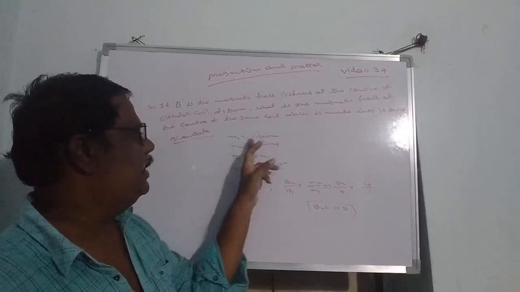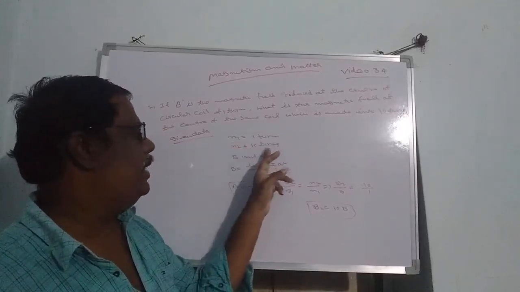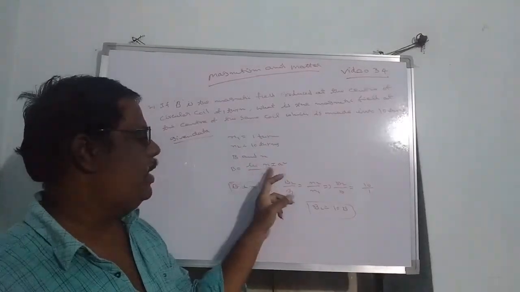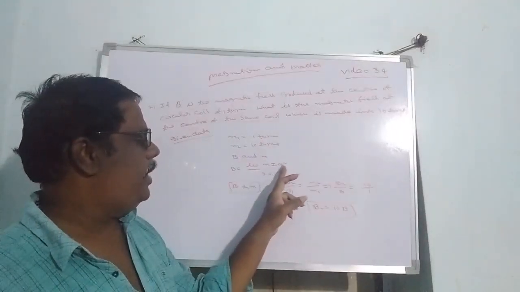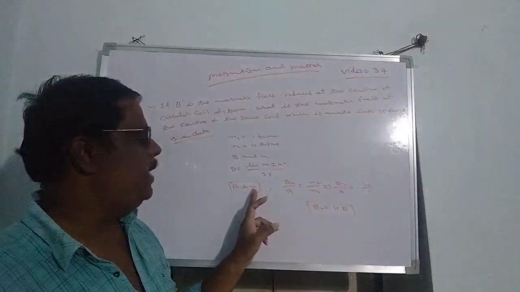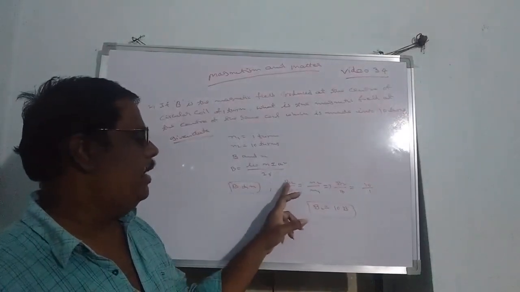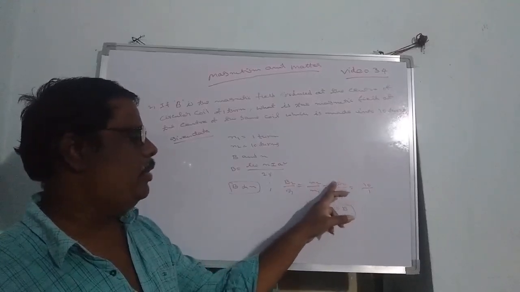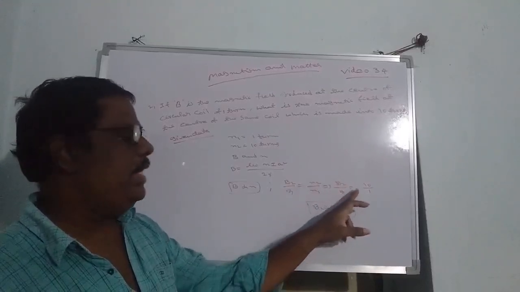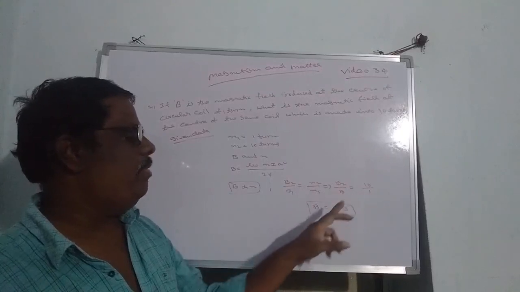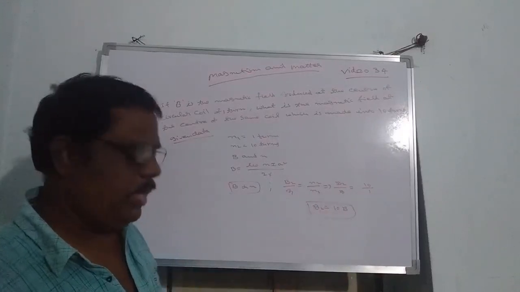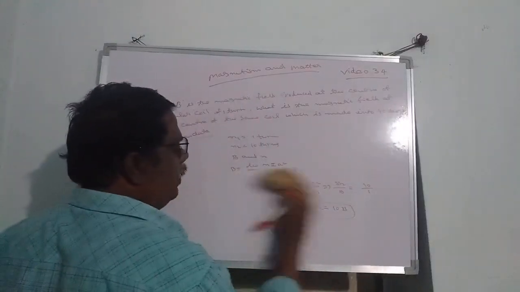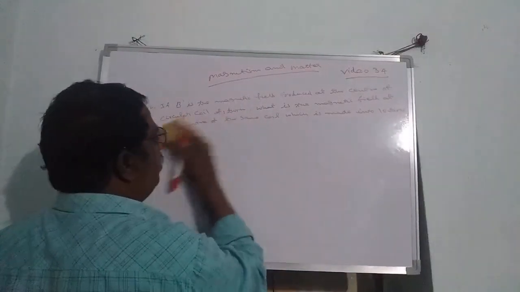Number of turns in the first case is 1 turn, number of turns in the second case is 10 turns. Relation between B and N: B is equal to mu naught N A square by 2R. That means B is directly proportional to N. Therefore, B2 by B1 is equal to N2 by N1. B2 we don't know, B1 value will be B, N2 will be 10, N1 will be 1. Therefore, B2 is equal to 10B. This is the second problem. Note down the third problem.